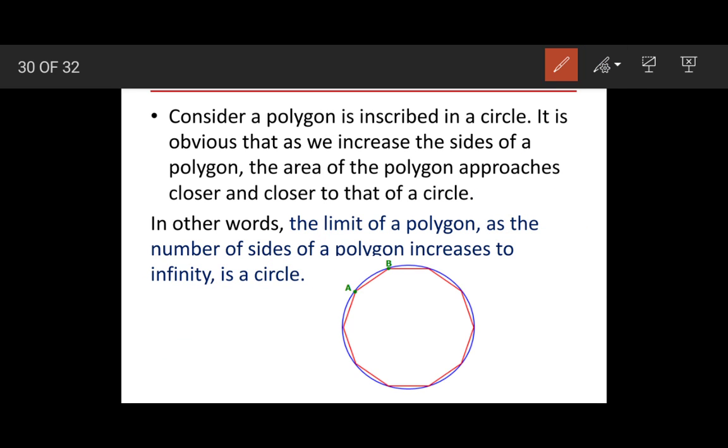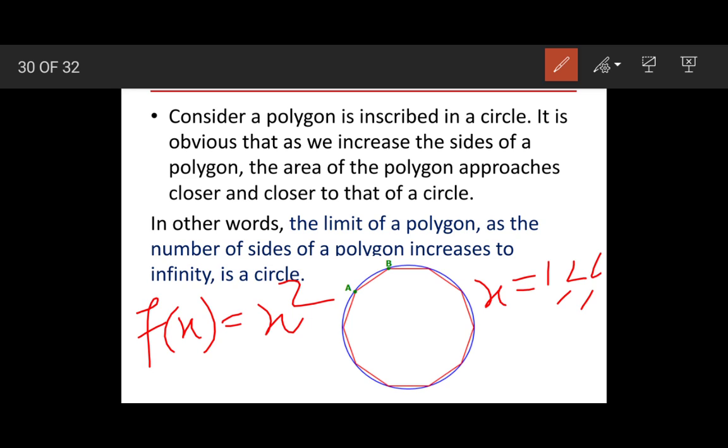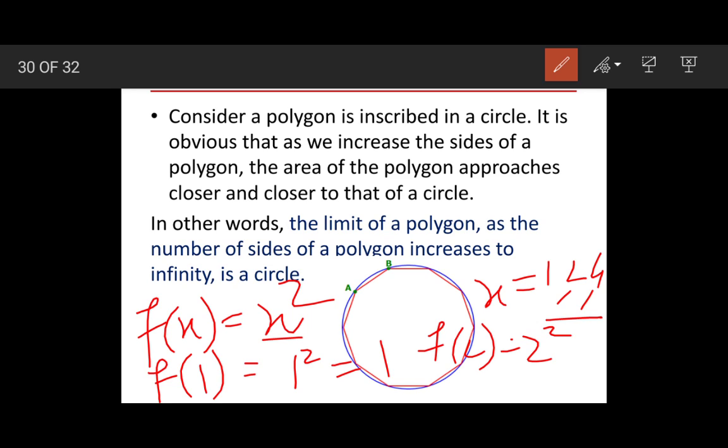This is the concept of limit. In function, you have the exact value for x. Suppose f of x is equal to x square and x takes the values 1, 2 and 4. Then f of 1 means 1 square, which is equal to 1. f of 2 means 2 square, which is equal to 4. f of 4 is 4 square, which is equal to 16. This is the part of function.